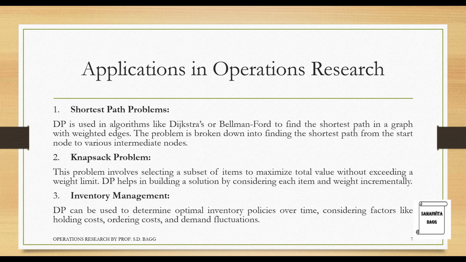Applications in operations research. The first one is finding the shortest path problems. Dynamic programming is used in algorithms like Dijkstra's or Bellman-Ford to find the shortest path in a graph with weighted edges. The problem is broken down into finding the shortest path from the start node to various intermediate nodes. So suppose if you want to find the shortest path, you can use this method of dynamic programming.